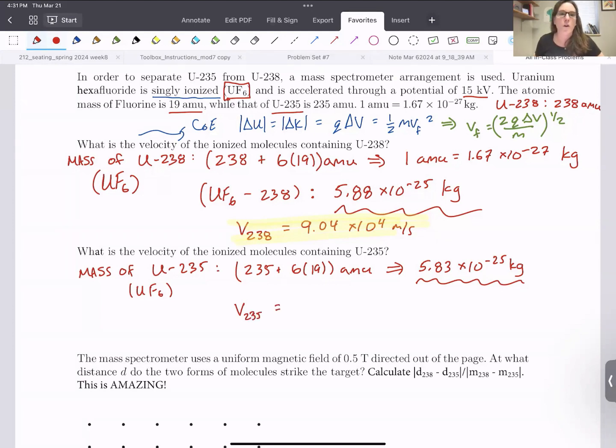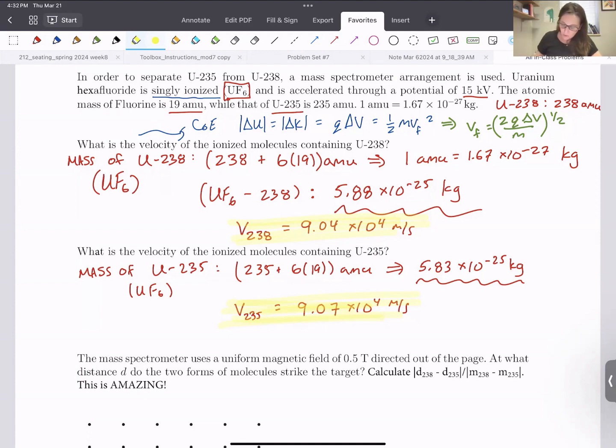And then over here, I can then say my V of my 235 is going to be calculating all of these values. And again, keeping appropriate numbers of sig figs, it's going to be slightly faster in this case, times 10 to the 4th meters per second. Does it make sense to you that it's faster? It should, because it's lighter by 3 AMU. And so therefore it's going to have more speed because it has the same kinetic energy, the same Q delta V. And so therefore more speed for less mass when we have that same kinetic energy.